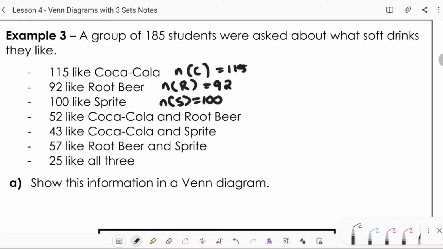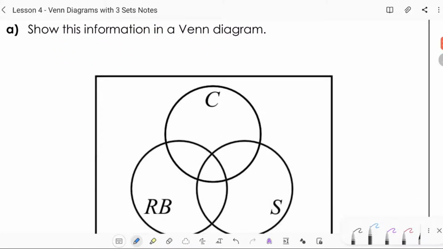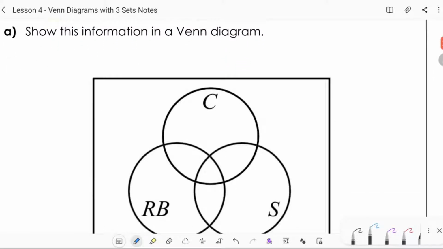52 like Coca-Cola and root beer. 43 like Coca-Cola and Sprite. 57 like root beer and Sprite. So, again, with these Venn diagrams, start with the most specific you can, that is the most inclusive, or exclusive, really, and work your way out. So this 25 like all three. 25 students are in the set Coca-Cola intersect root beer intersect Sprite, and that's the middle of my Venn diagram here. I have 25 in the middle here.